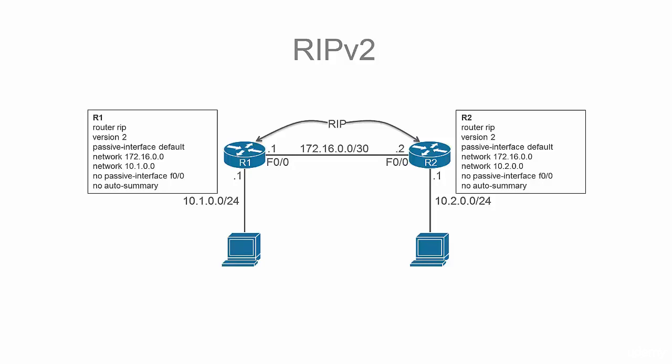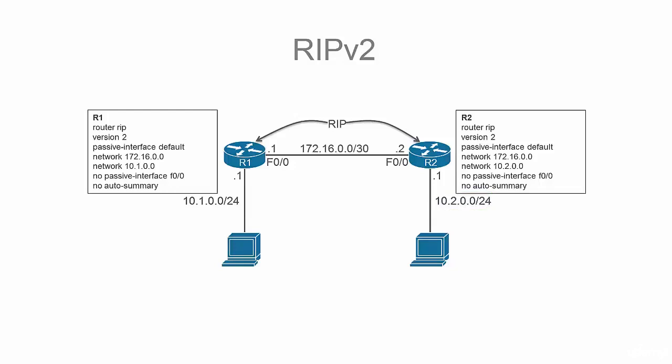Next, we'll enable RIP on the connections between R1 and R2 with the 172.16.0.0 network statement. Then on each router, we want to advertise their directly connected 10. network. So R1 will have a network statement for 10.1.0.0, so it advertises that network to R2. And then R2 will have a network statement of 10.2.0.0 to advertise its connected network to R1.